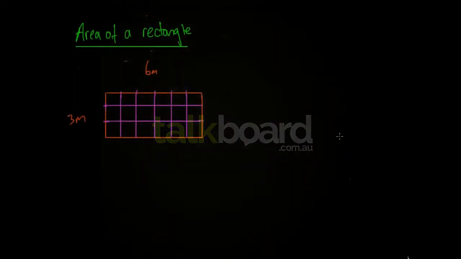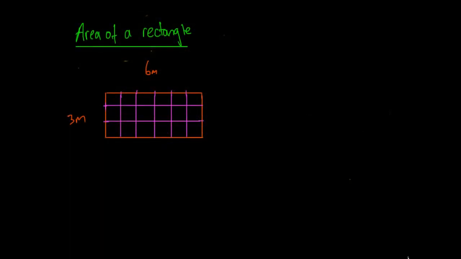Hey guys, so in this video we're going to look at the area of a rectangle. So we've got a rectangle here. For a rectangle, the opposite sides must be of equal length. So these two sides are the same length, and these two sides are the same length here, and these markings just mean they're of the same length.